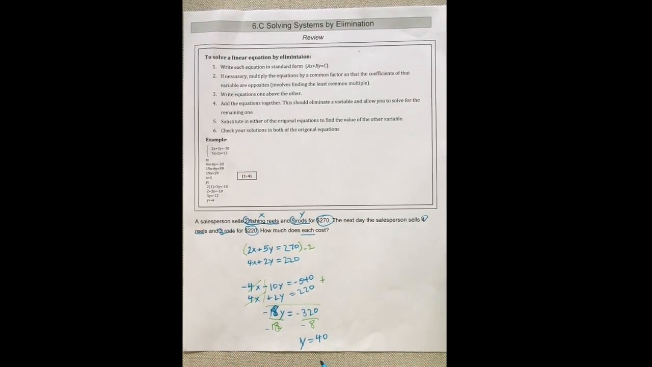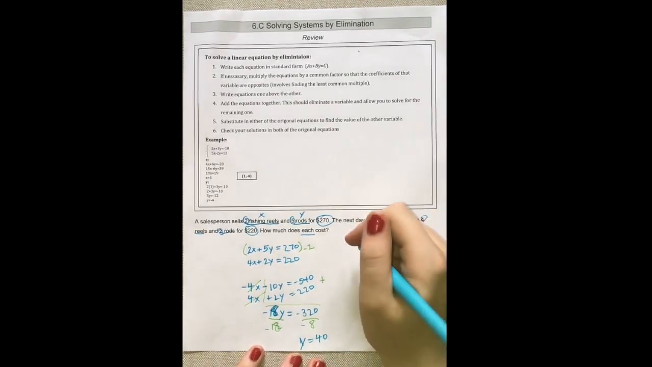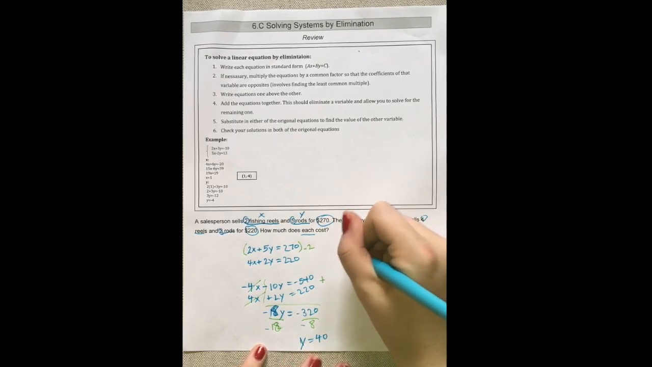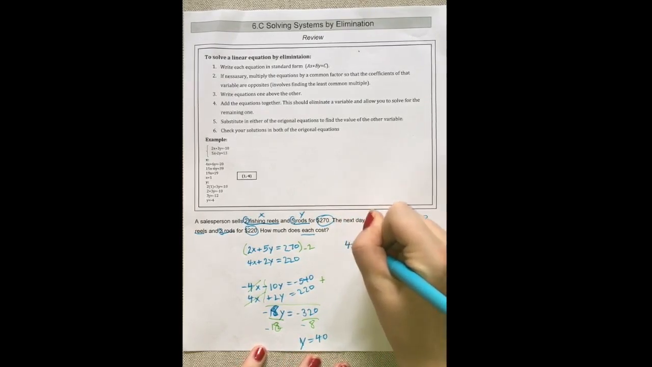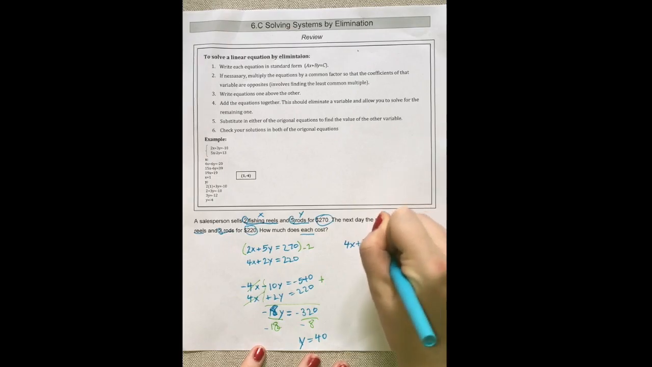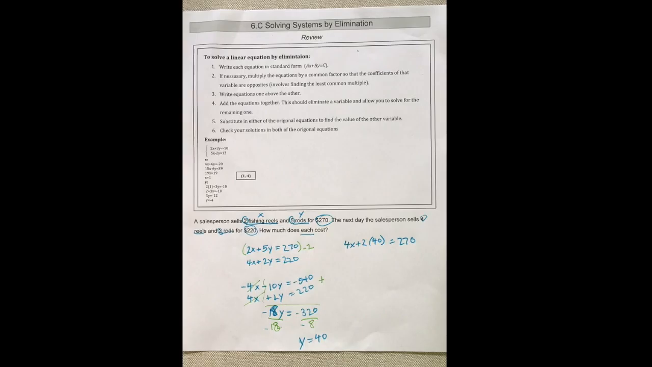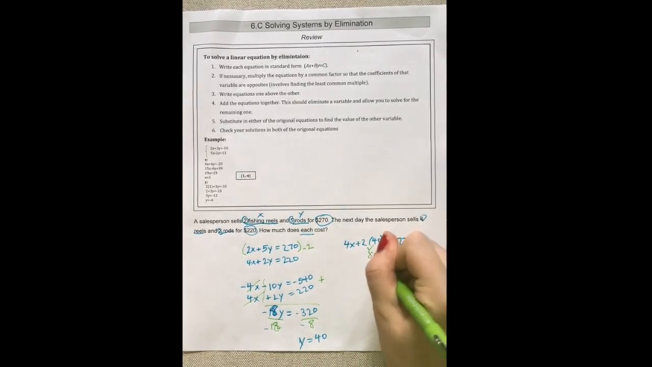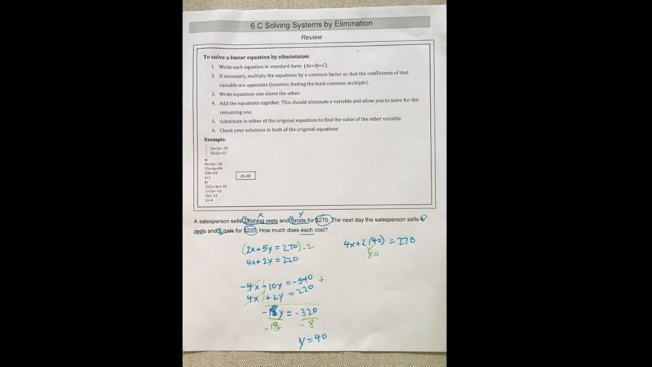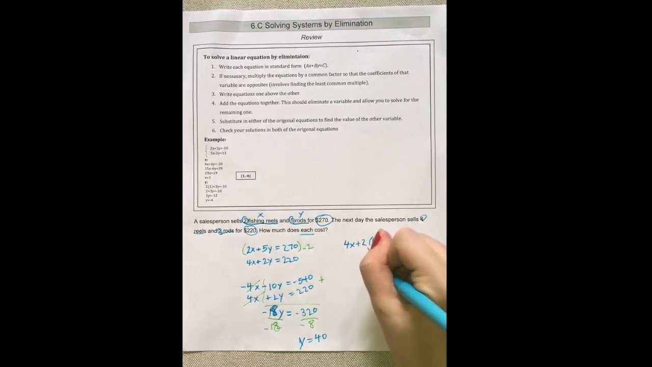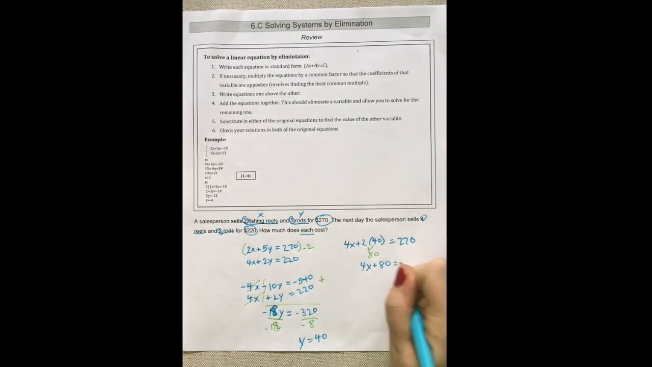Now that we have y, we have to go back and find x. So we take one of the equations from before we multiplied it by this number, and we plug in our variable. Let's take the second equation, and we'll do 4x plus 2 times 40 equals 220. We know that 2 times 40 is 80, so now we have 4x plus 80 equals 220.